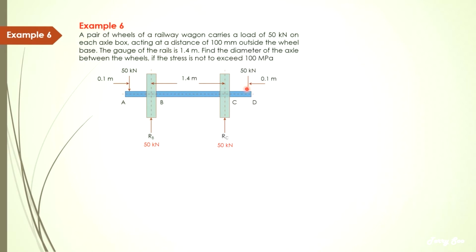So I have drawn the diagram here with the wheels. Each of them has a reaction because it's touching the ground. So you have 50 kilonewton and 50 kilonewton as supports on the wheel, and at this point you have loads of 50 and 50, which is given in the question. Which is 0.1 meter from one end and 0.1 meter from the right-hand end. So the distance in between should be 1.4, so the total length should be 1.5 meter.